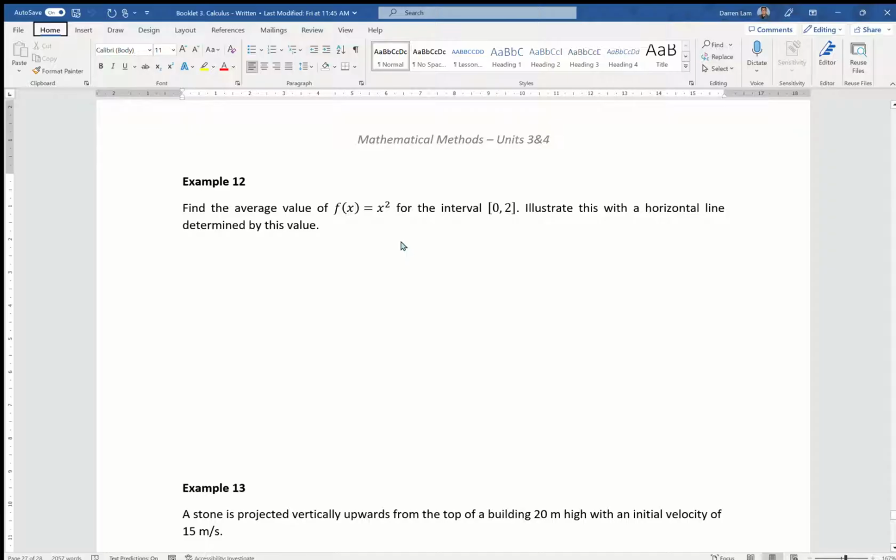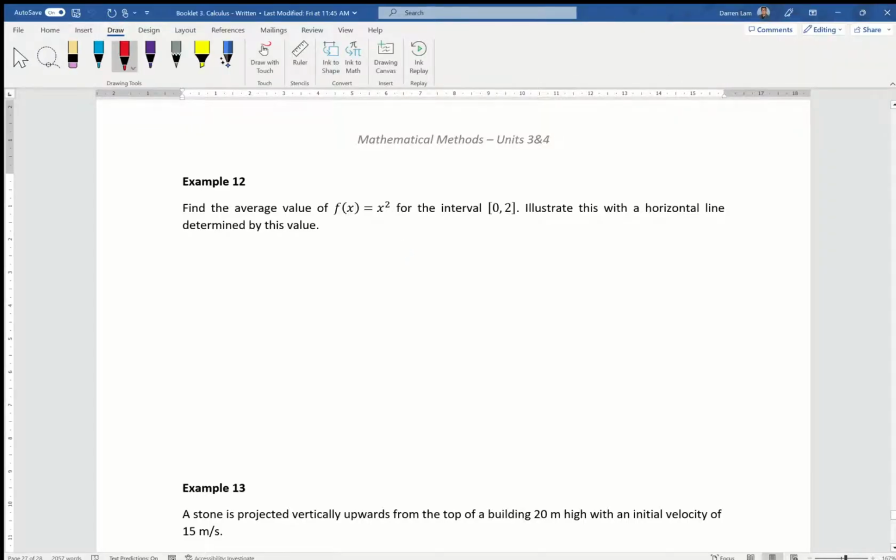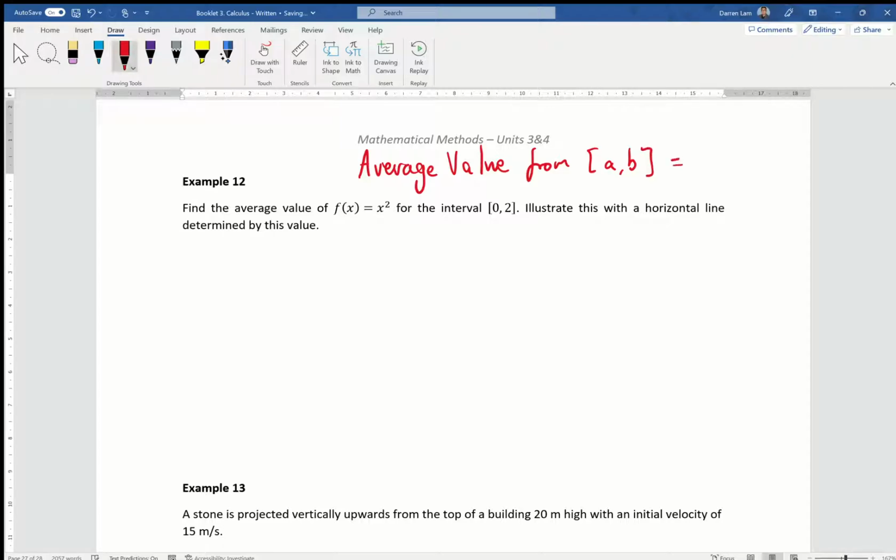The first thing that we need to note is the formula for the average value of a function. Please copy this down somewhere in your book. Average value from A to B, inclusive, equals the formula 1 over B minus A, assuming that it goes from A to B, so B is greater than A.